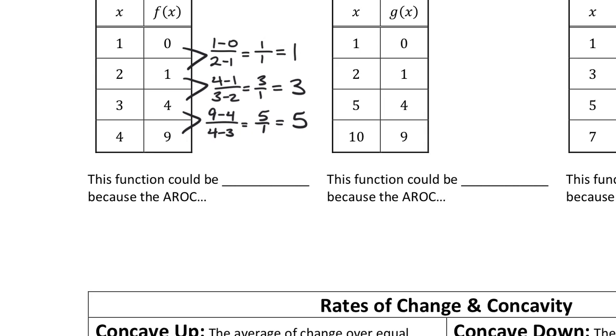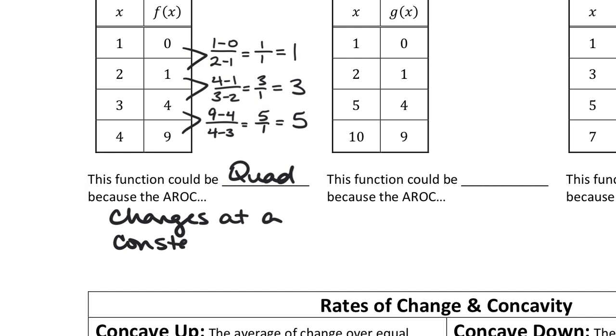So how we answer this question today is: this function could be quadratic because the average rate of change changes at a constant rate. It is quadratic because the average rate of change, the numbers we calculated, are changing at a constant rate. In fact, they're changing at a rate of +2. A little bonus information.